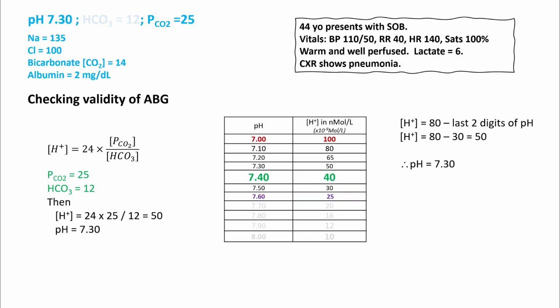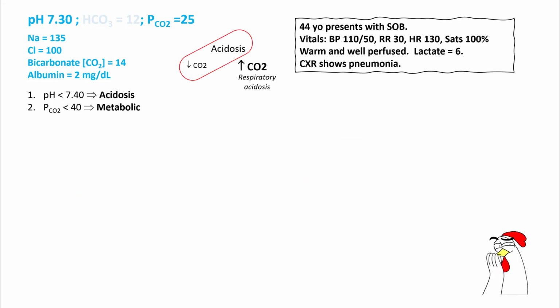Step 1 is checking the validity of the ABG, and in this case, the hydrogen ion concentration is 24 times 25 divided by 12, that is 50. And looking at this table, an H plus ion concentration of 50 corresponds to a pH of 7.3, which is similar to the pH that is given to us. So this reading is accurate. So again, looking at steps 1 and 2, look at your pH and PCO2. Do not look at bicarb.